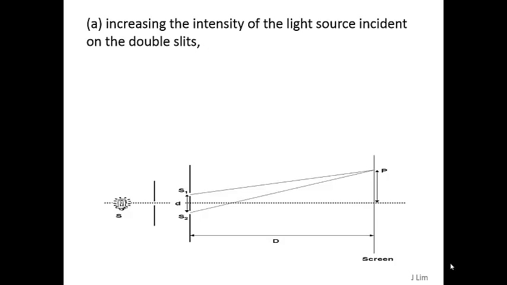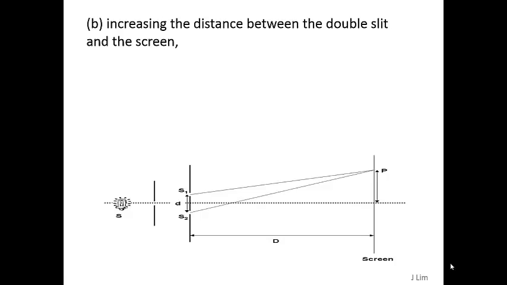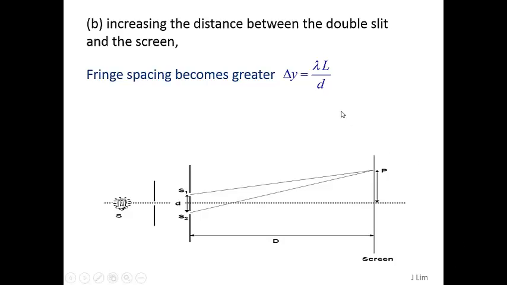State and explain what changes, if any, occur in the pattern of the fringes observed when each of the following changes is made separately. A. Increasing the intensity of the light source incident on the double slits. Now the bright fringes will become brighter. This leads to better contrast between the bright and dark lines. Increasing the distance between the double slit and the screen, the fringe separation will become greater as given by delta y equal to lambda L divided by D.